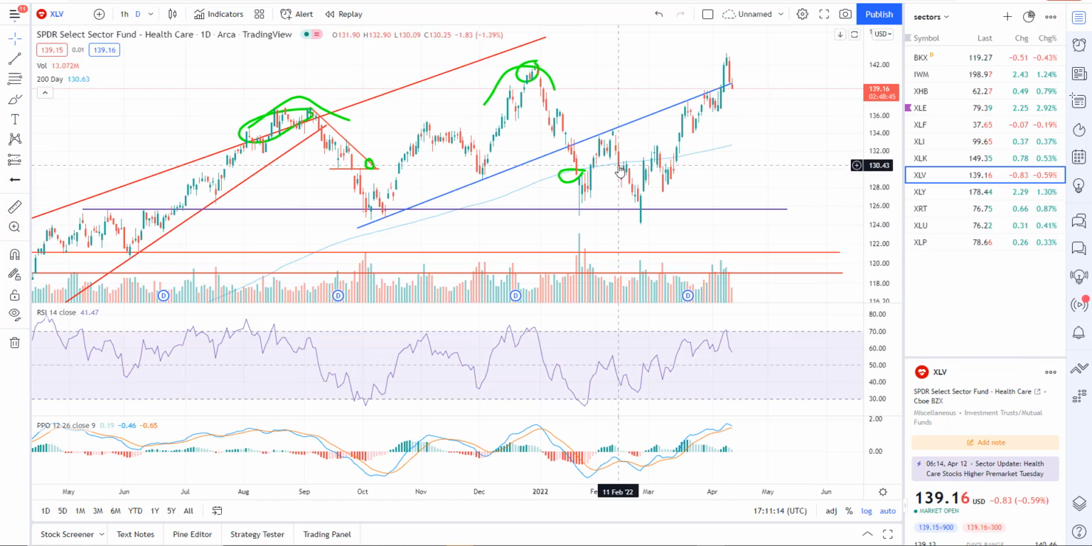This is something to keep an eye on, XLV. The healthcare sector has been a strong sector in this market. You've got a lot of people hiding out in these defensive stocks, which is healthcare. And this is the second largest market weighting or sector in the S&P 500.